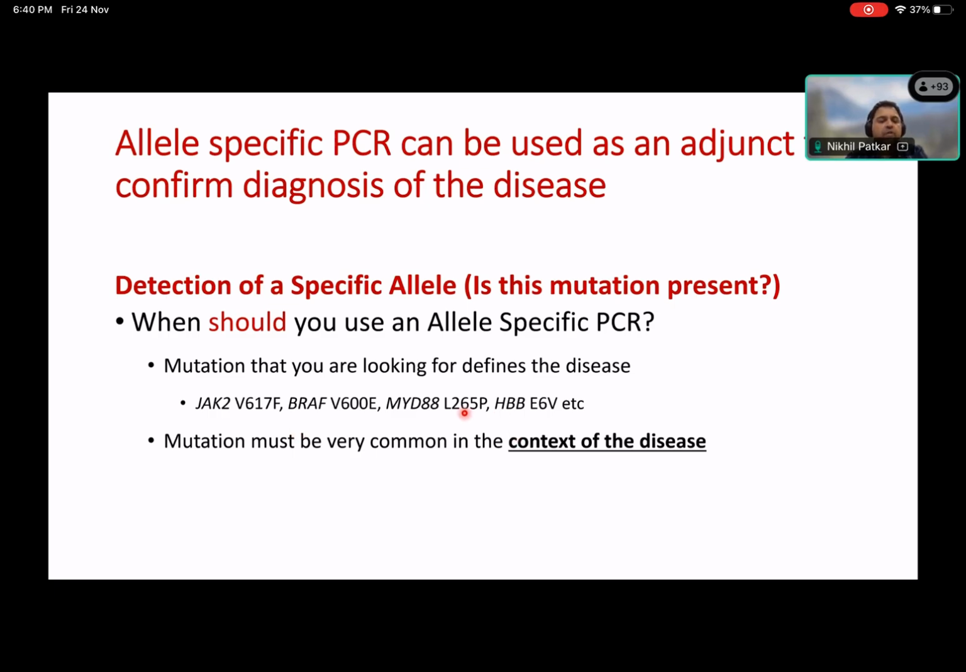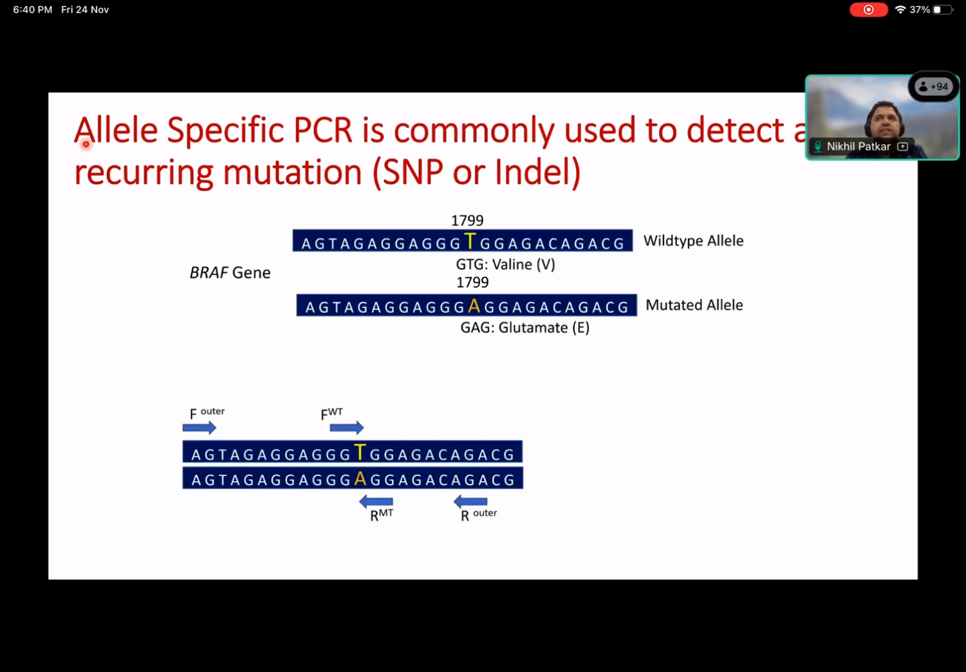But it must be remembered before you apply such tests that the mutation must be very common in the context of disease. So you can see here this is a specific PCR, which is used to detect the recurrent mutations such as the SNP or an indel. This is an example of the BRAF gene, wherein at position 1799, you can see that the GTG is changed to GAG. So the wild type allele is changed to a mutated allele, which is A. And if you want to detect this mutation, you can detect this using allele specific PCR.